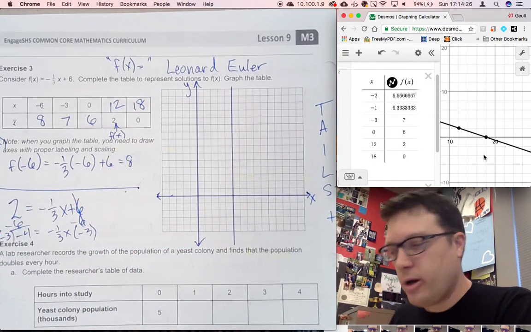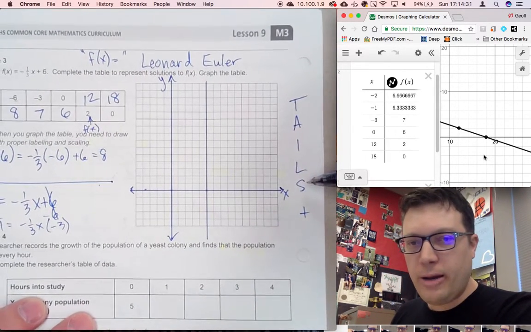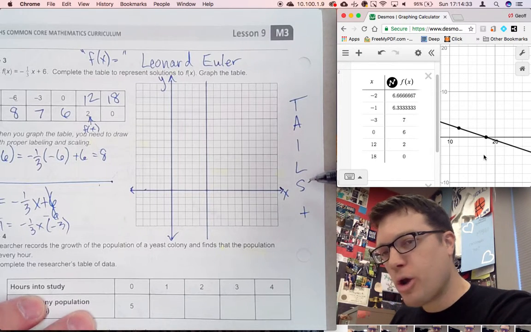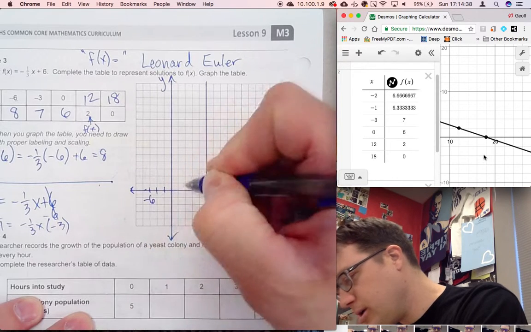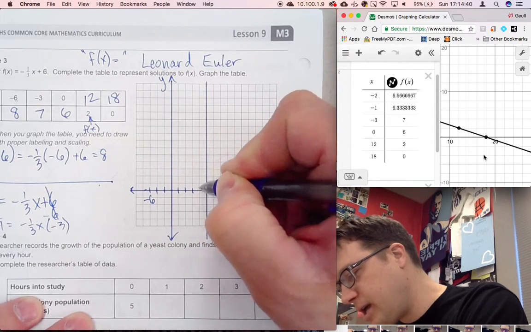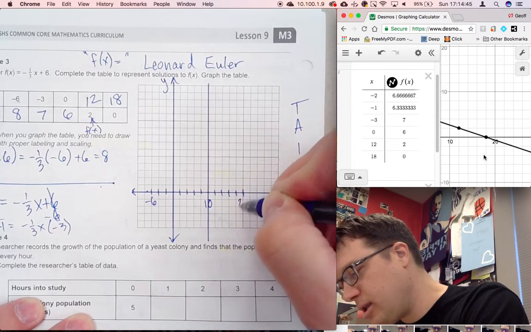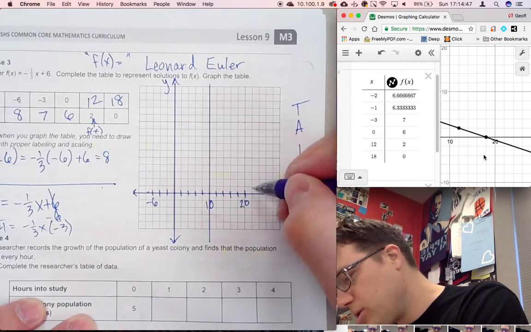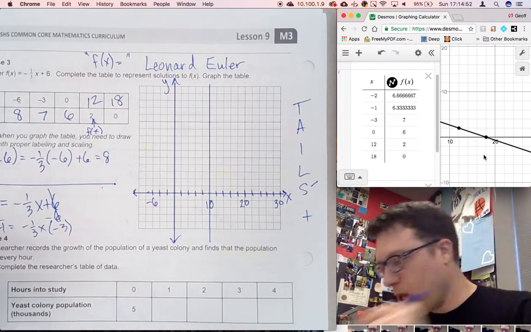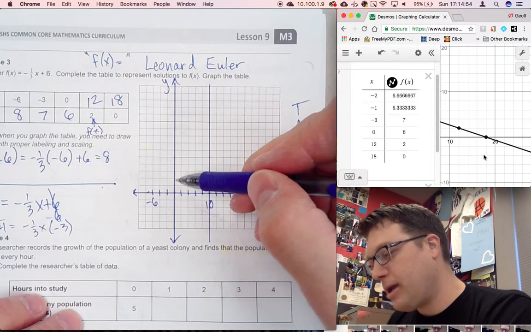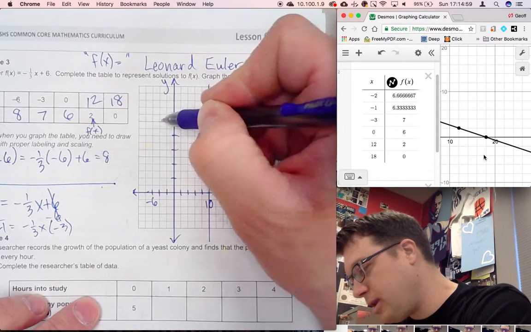And you can choose whatever scale that you want. But I think I'm going to go by 2s on the bottom. So 2, 4, 6, 8, 10. And I could have done it... oh well. It is what it is. And then I'm going to go by skipping. So 2, 4, 6, 8, 10.